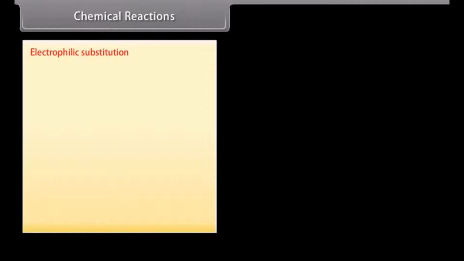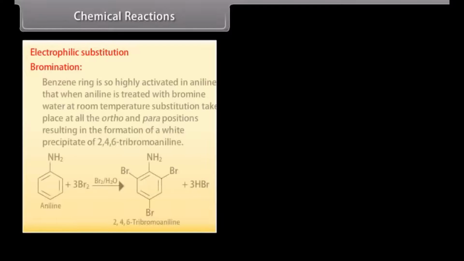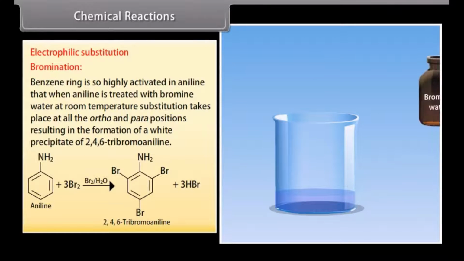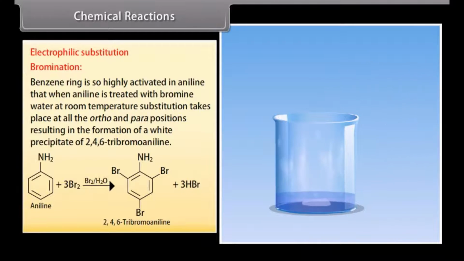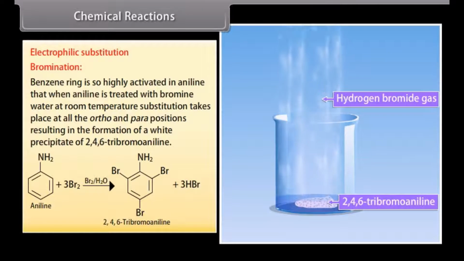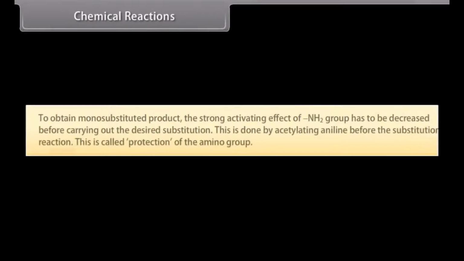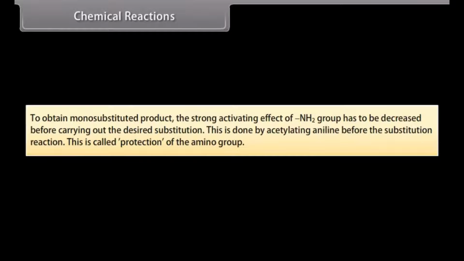Electrophilic substitution. Bromination. The benzene ring is so highly activated in aniline that when aniline is treated with bromine water at room temperature, substitution takes place at all the ortho and para positions, resulting in the formation of a white precipitate of 2,4,6-tribromoaniline.